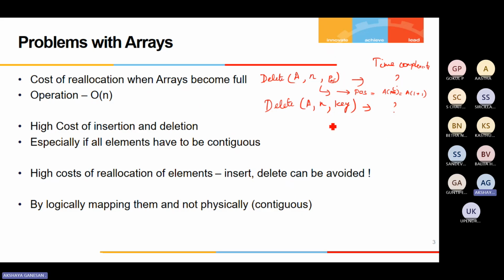But in the case of key, I just explained the algorithm. First, you have to do a search. Okay, linear search. That itself takes order of n. Then again, this will take order of n. So it is 2n. So which is better? This is better.